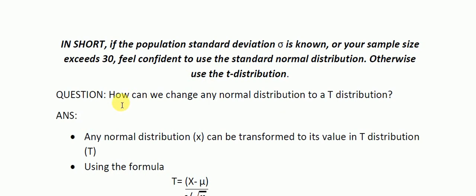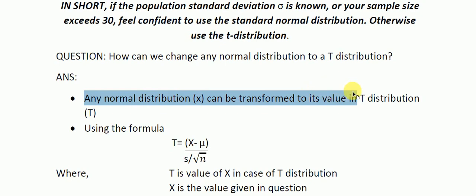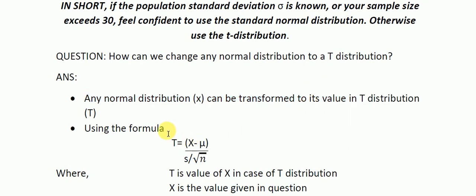So normally we have a normal distribution. So for applying the concept of t-test, first we'll have to convert the value of normal distribution into a t-distribution. It's something called the t-distribution. And how do we do that? So any normal distribution x can be transformed to its value in t-distribution. Simply how? By using this formula.